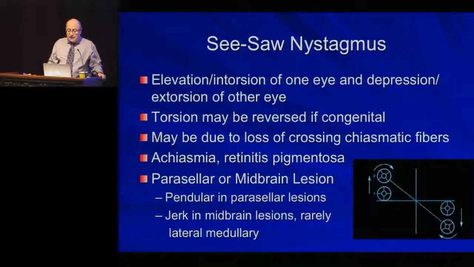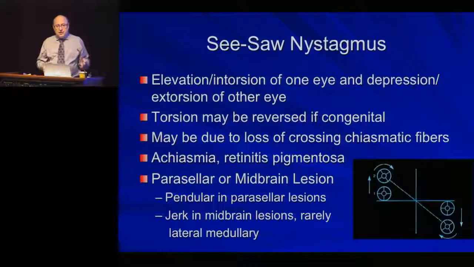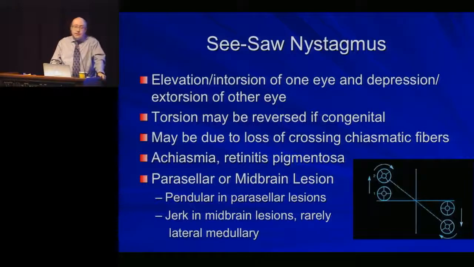Seesaw nystagmus is a nystagmus that looks like a seesaw in a park. One eye goes up and intorts, the other eye goes down and extorts, and then they reverse. If it's congenital, the torsional component can be the opposite direction. And this is typically involvement of the diencephalon or chiasmal region.